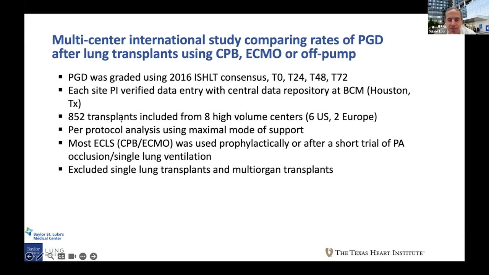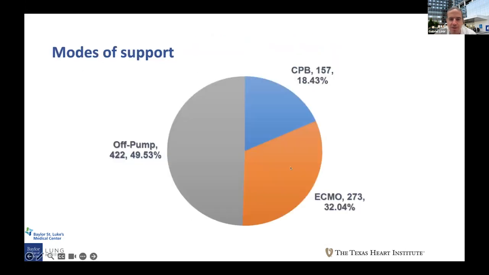We looked at 852 transplants. This was a per protocol analysis, so looking at what the patient ended up using, bypass or ECMO. Most of these were used prophylactically because over the last 5 years, people who were using ECMO were just using ECMO right away from the beginning, less so for rescue and emergency situations. We did exclude single lungs and multi-organ transplants.